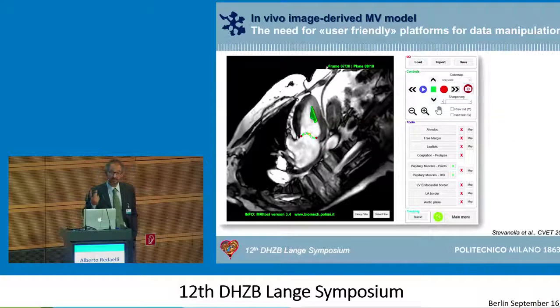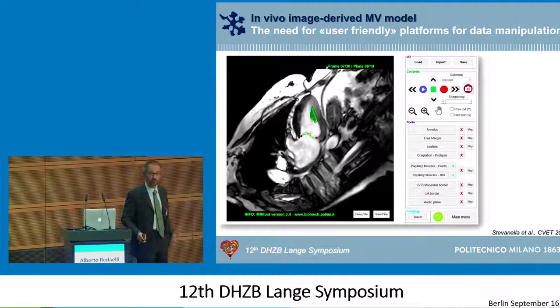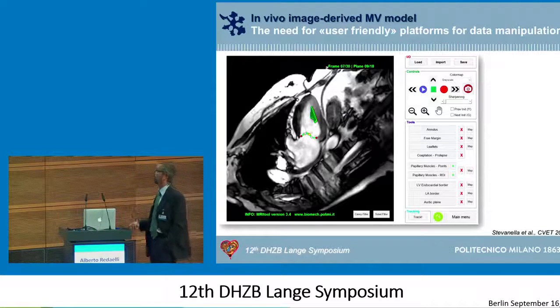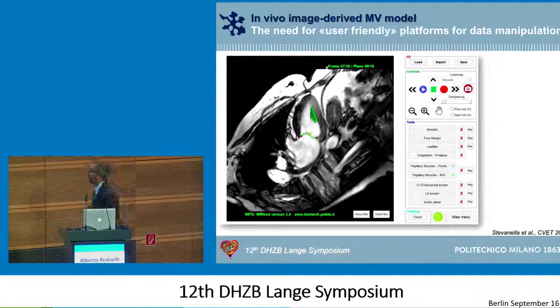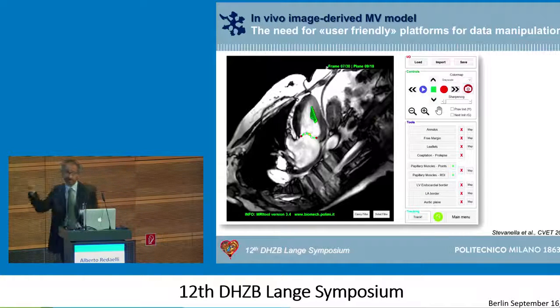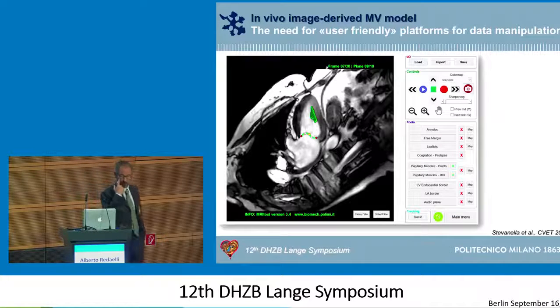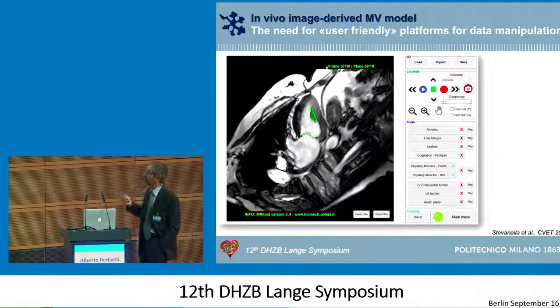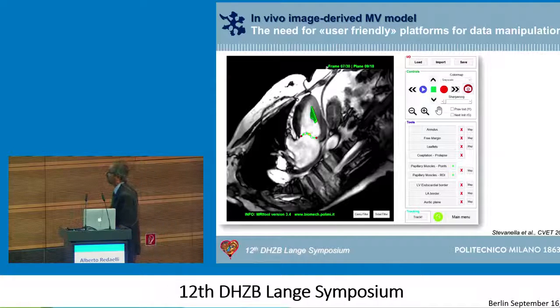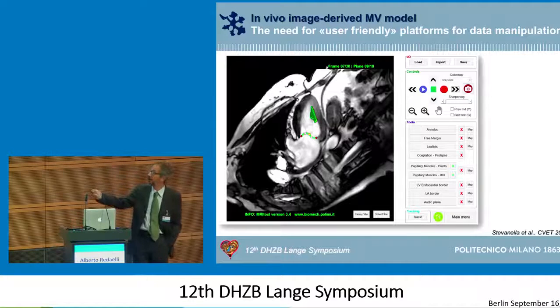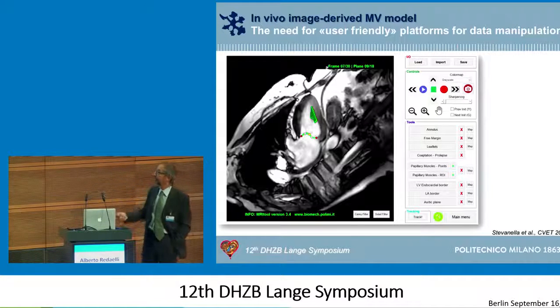This information is extracted through a specific tool that we developed to automate as much as possible the geometry acquisition. This is an example of a tool that we developed in a European project 3 years ago. We can get with this tool the annulus dimension, the leaflet profile, the papillary muscle position. If we want, we can also track the entire ventricle.